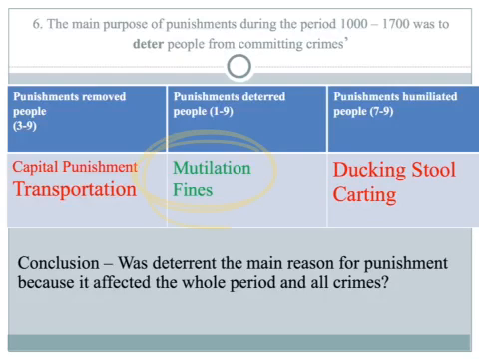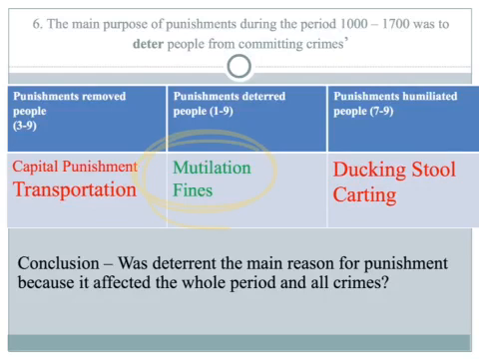Now, my line of reasoning would be that the main purpose of punishments was to deter people because virtually every punishment deterred people in some way. That would be my intro. It's very difficult to write a good line of reasoning for this. Then I'd go straight into my main paragraph about deterrent. Again, that's 1 to 9 because we all need to be writing about that. I'd talk about mutilation and I'd talk about fines, okay?